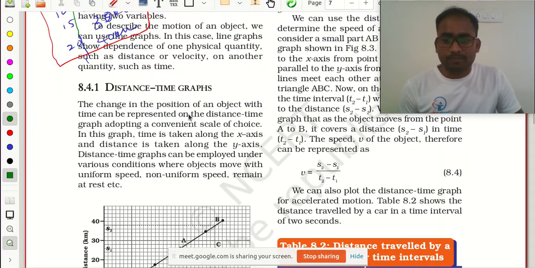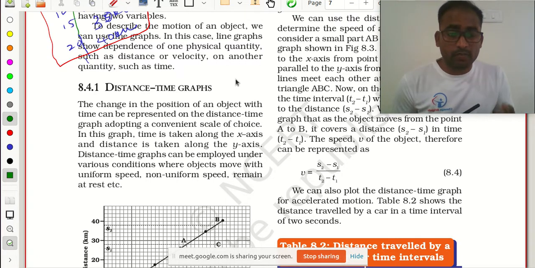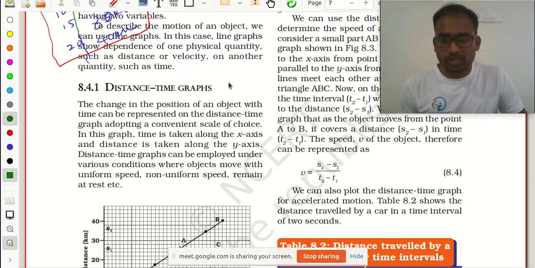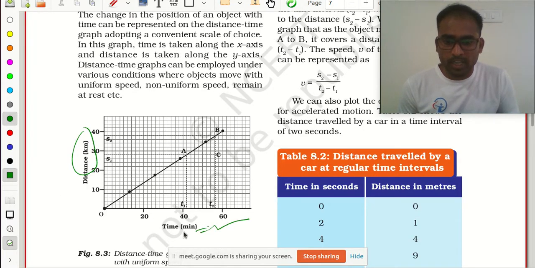So here, the change in position of an object. One object is moving from one place to another place. It is changing its position, and we will consider it with respect to time, and we will represent this object's motion from one point to another point with the help of this graph. Now here on the x-axis we will take time, and on the y-axis we will take distance. Time is in minutes and distance is in kilometers. You should not forget that.